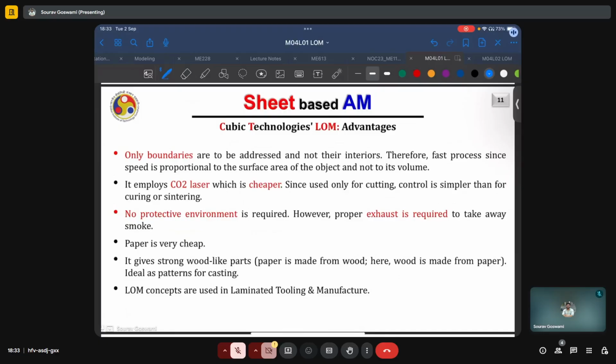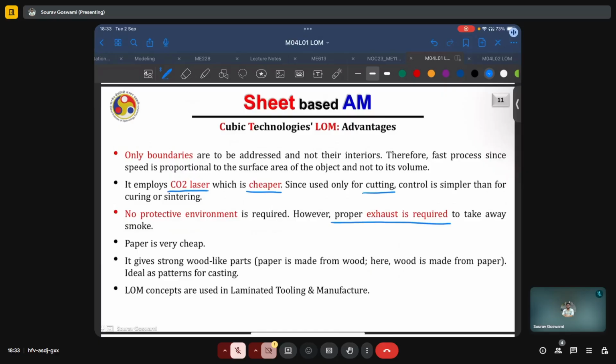It uses a carbon dioxide or CO2 laser, which is cheaper and more readily available. Also, this laser is used only for the cutting operation, and hence the control is simpler than for curing or sintering. No protective environment as such is required. However, proper exhaust is required to take away the fumes or smoke which may be generated in the process. Paper as a feedstock is cheap, considerably cheaper than say metal powders or even resins or filament.